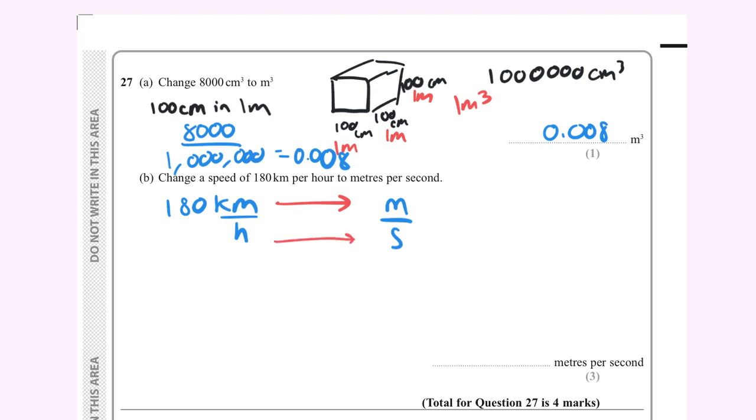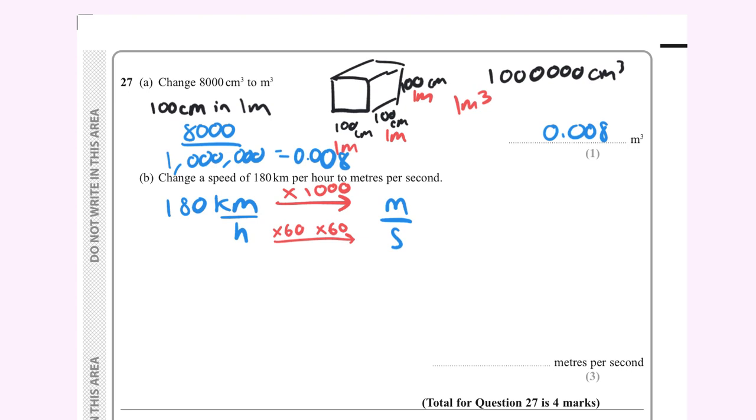Kilometres to metres: there's 1,000 metres in a kilometre, so we're timesing it by 1,000. That's our first bit there. And then on the bottom, we're going from hours to seconds. There are 60 minutes in an hour, so that would be timesing by 60, and then there are 60 seconds in a minute, so we're timesing by 60 again. So two lots of timesing by 60, but that is happening on the bottom of our fraction.